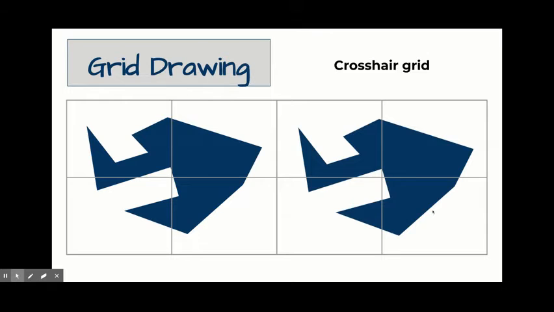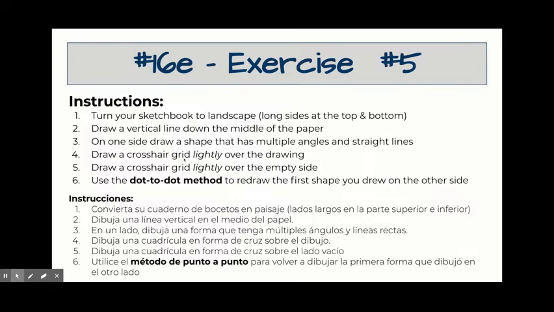All right, let's have a demonstration of how this works in real time. The first exercise that you're going to try grid drawing in works this way. You're going to turn your sketchbook to landscape, so long sides are on top and bottom. Draw a vertical line down the middle of the paper. On one side, draw a shape that has multiple angles, straight lines. Draw a crosshair grid lightly over the drawing, and then draw another crosshair grid on the other side, the empty side of the page. You're going to use the dot-to-dot method to redraw the first shape that you drew on the other side. Let's see what this looks like.